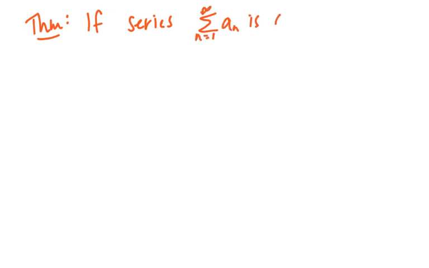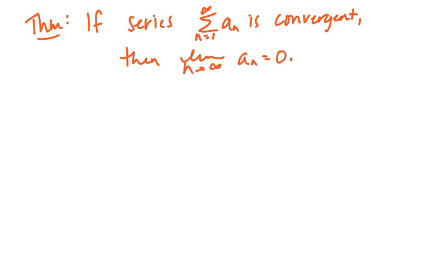We have a theorem. Theorems are important. We could prove them. It says if the series, the sum from n equals 1 to infinity of a sub n is convergent, then the limit as n approaches infinity of a sub n equals 0. Now, it's not the other way around.